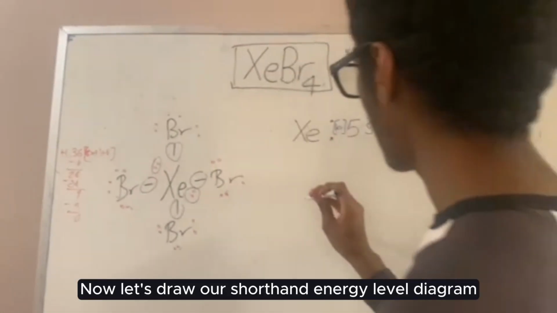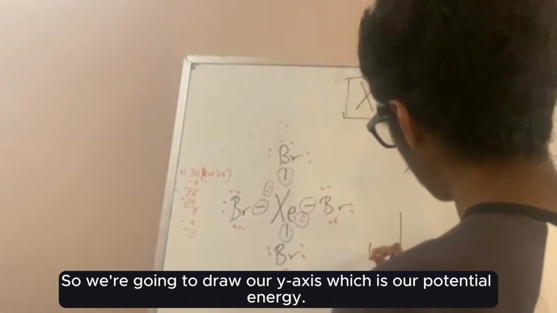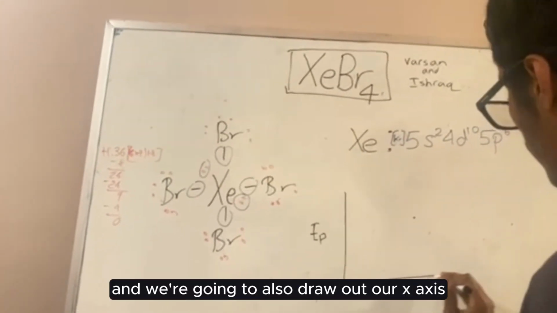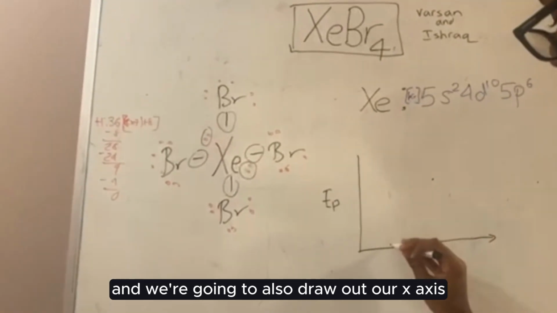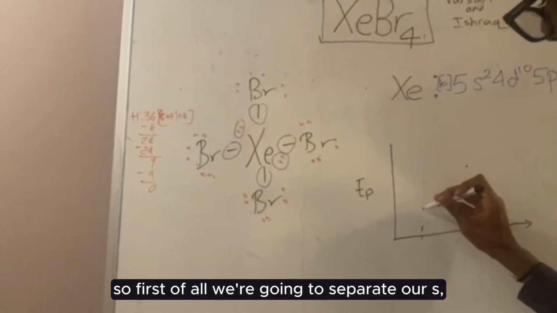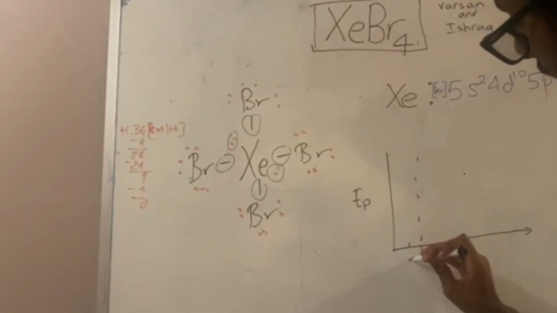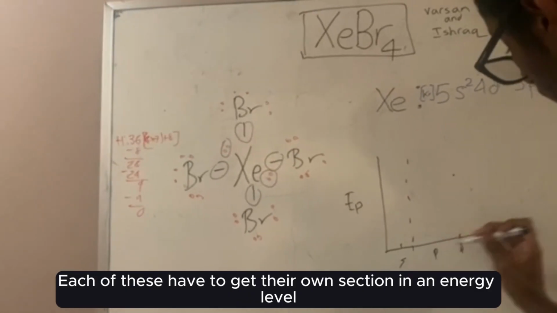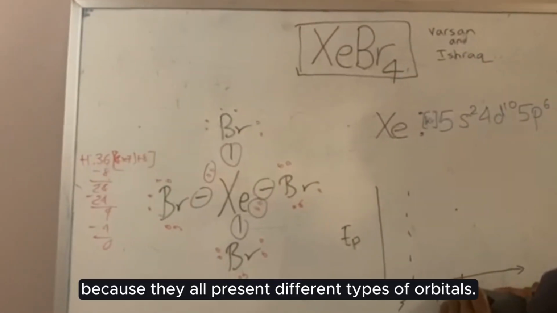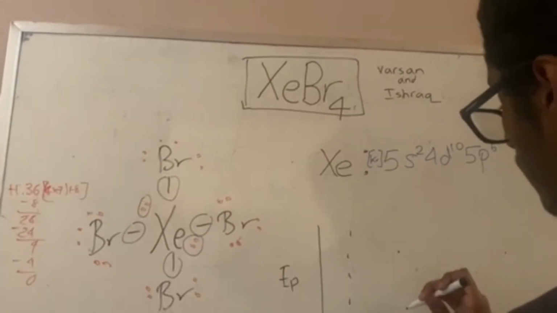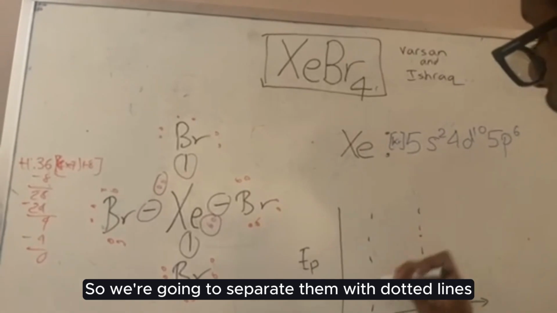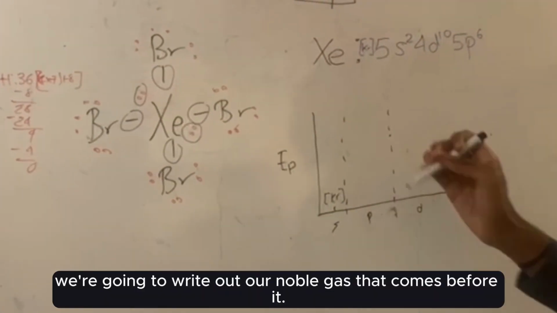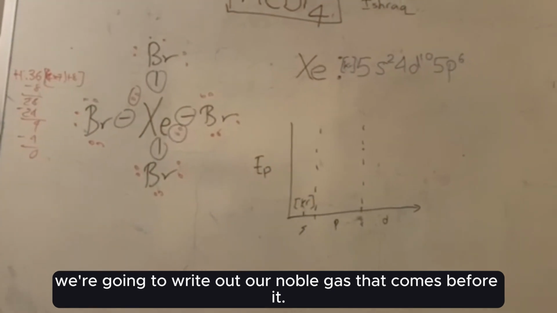Now let's draw our shorthand energy level diagram. So we're going to draw our y-axis, which is our potential energy. We're going to draw this in black. And we're going to also draw out our x-axis. So first of all, we're going to separate our s, p, and d orbitals. Each of these has to get its own section in an energy level diagram because they all represent different types of orbitals. So we're going to separate them with dotted lines. And then first we're going to write out the noble gas that comes before it.